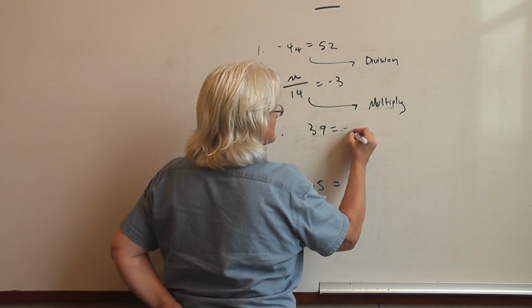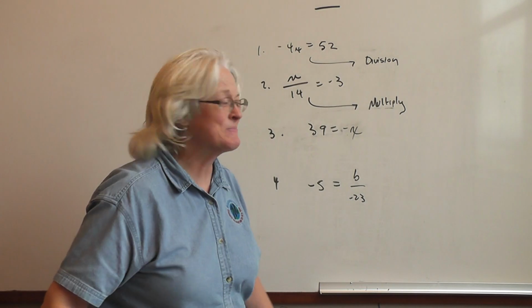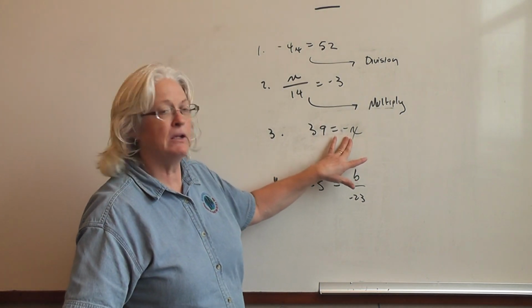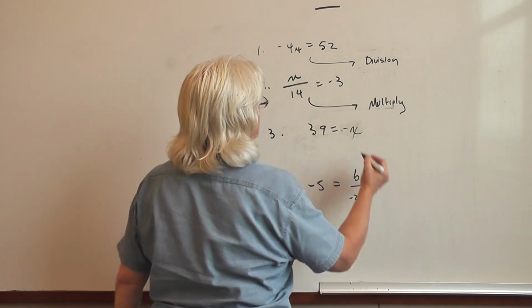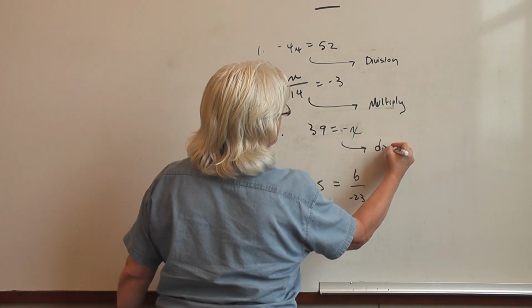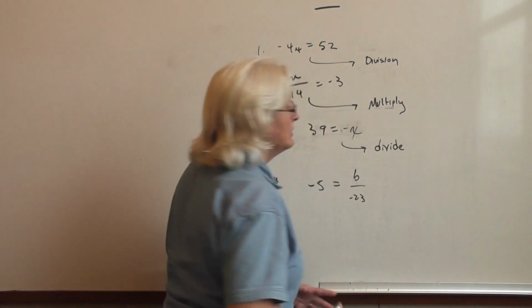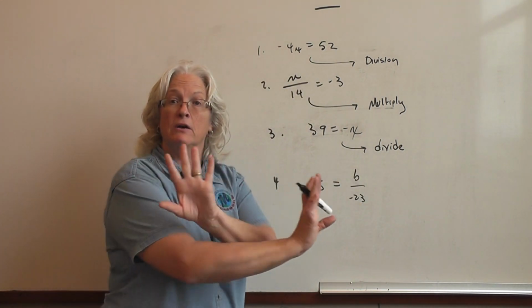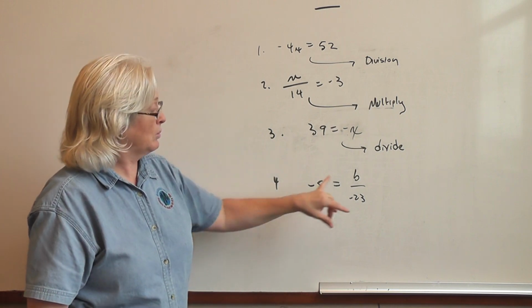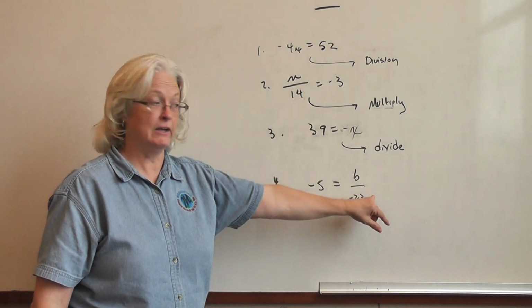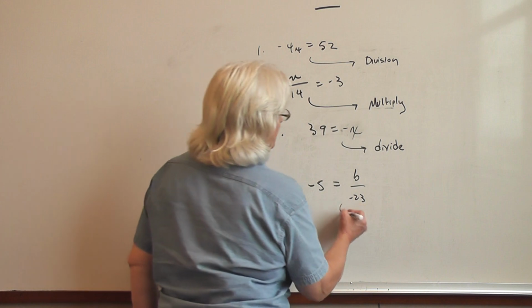How about if I just make this a -x instead of a -r? What has happened here? X has been multiplied by -1, so we're going to divide. And remember, it doesn't matter which side of the equal sign the variable is on. What's happened here? We've divided, so we're going to multiply.